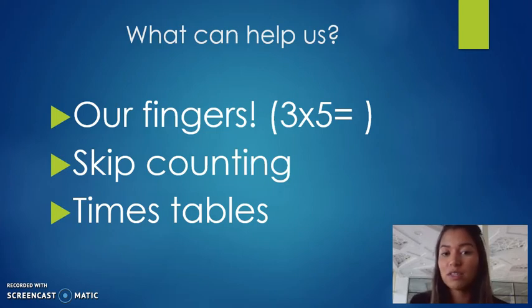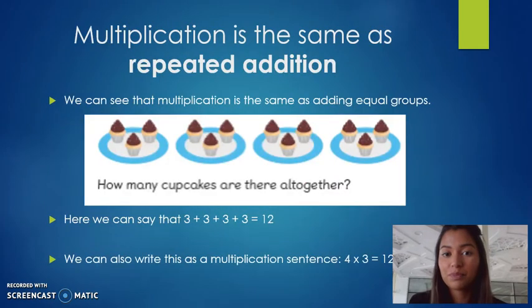And once all of this is consolidated, we will start to learn our times tables. So first we look at the fact that multiplication is the same as repeated addition. When explaining this to the children, we could show them 4 plates with 3 cupcakes on each. How would you find your answer? The children could say that 3 plus 3 plus 3 plus 3, and you get your answer of 12.